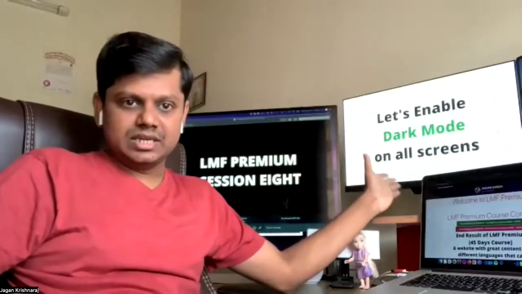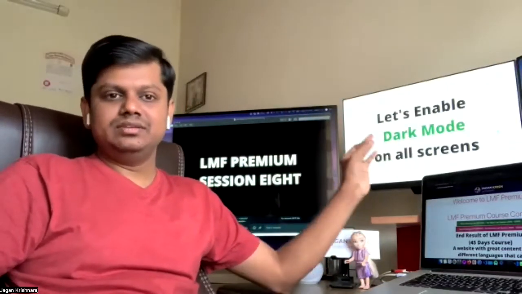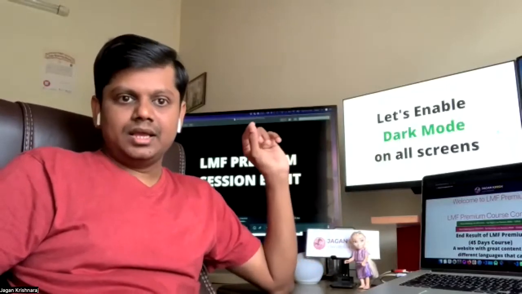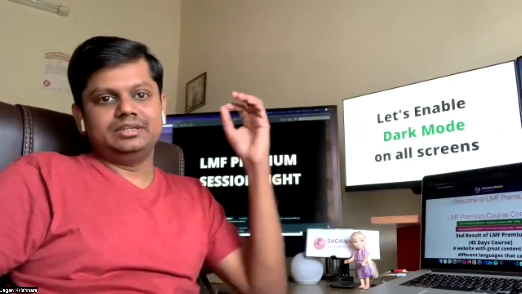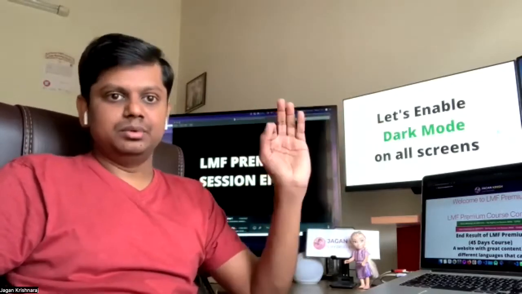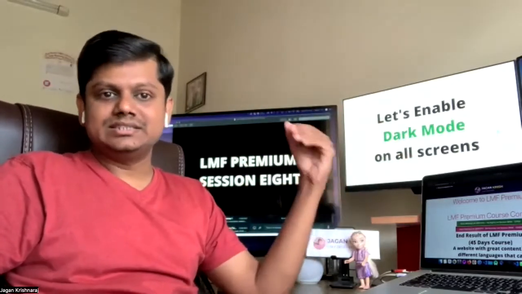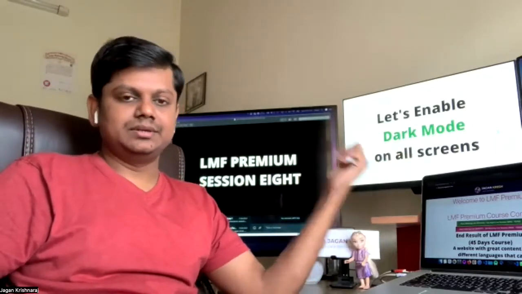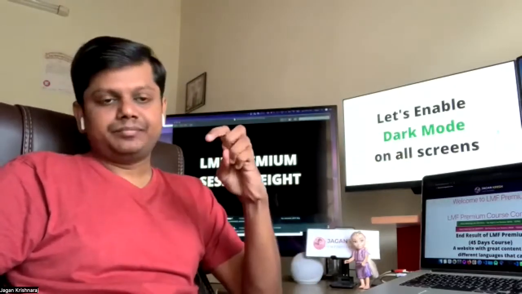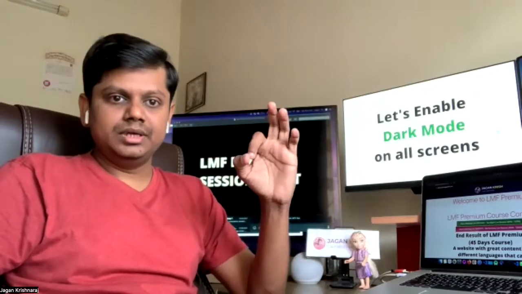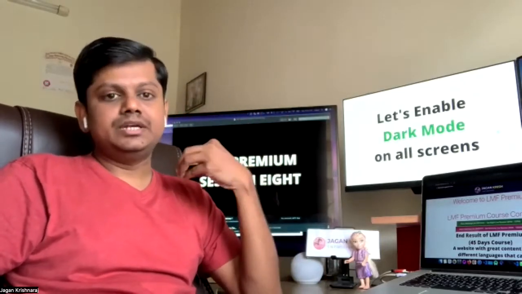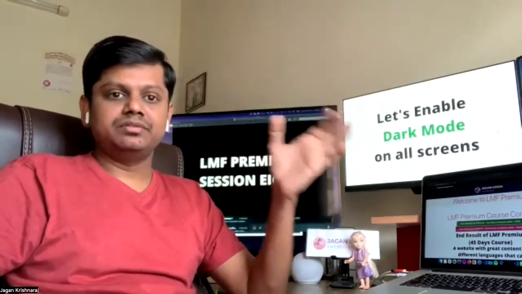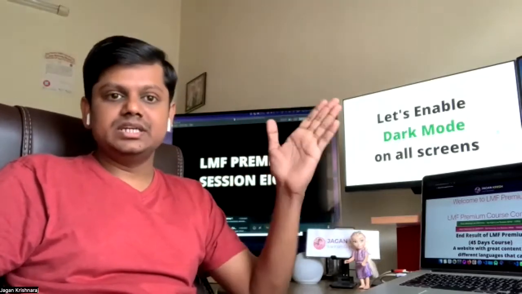the screen will last longer. Whatever screen you have, it will last longer. Less electricity is needed, so your battery power will last more. The most important reason is, if you use dark mode, your eyes will not get strained as much. We need to see the screens a lot of times, for 8 hours, 10 hours we are seeing the screen.